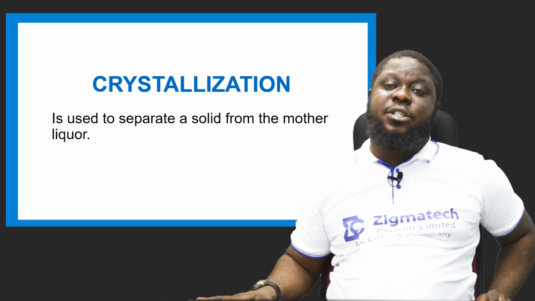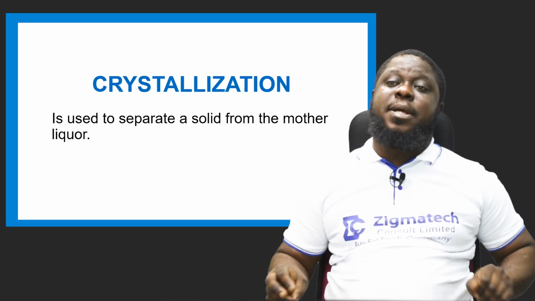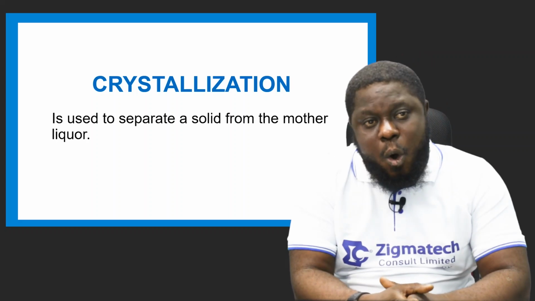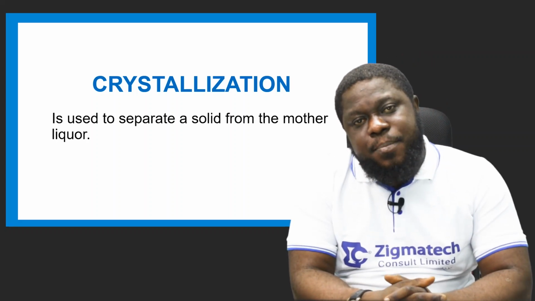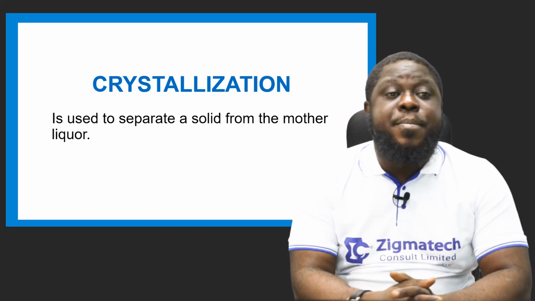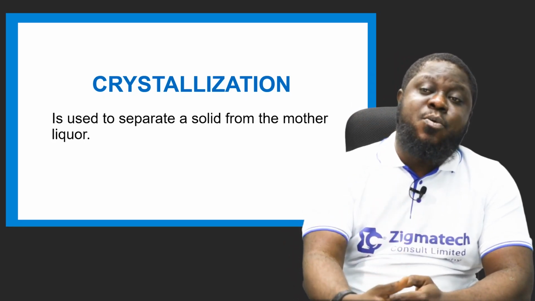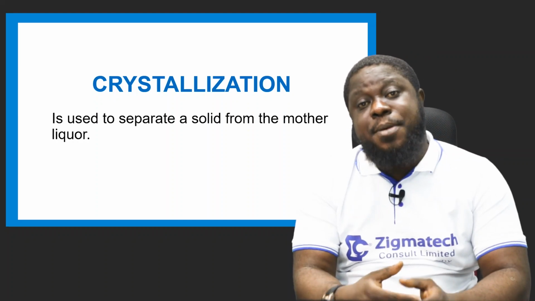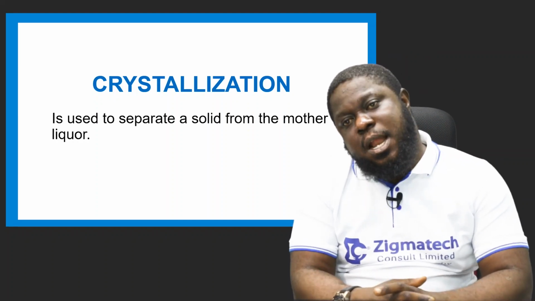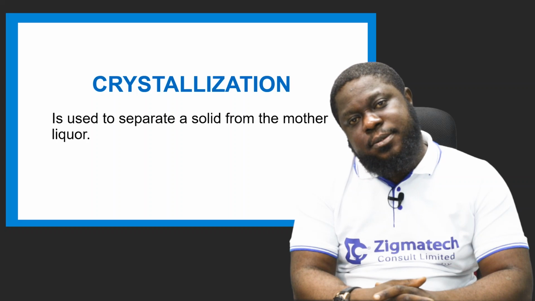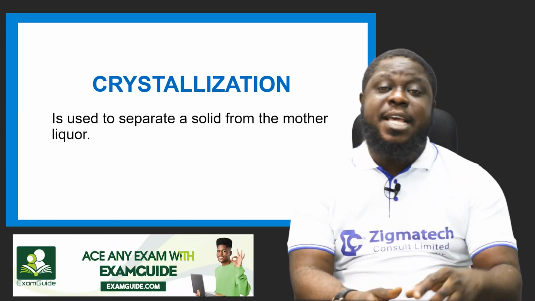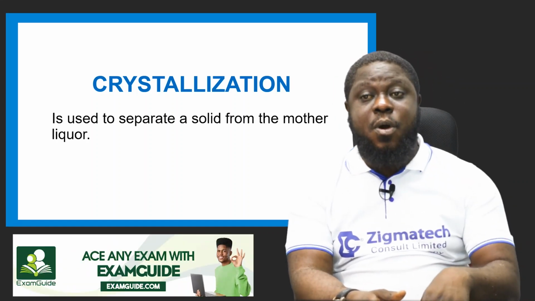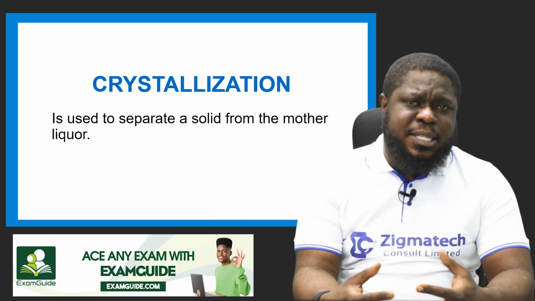Now the next one is crystallization. Crystallization is used to separate a solid from the mother liquor. Mother liquor: we know what mother is, the main person, and liquor is a liquid. We know that every liquor is a liquid. So the solid inside the mother liquor can be separated by crystallization.